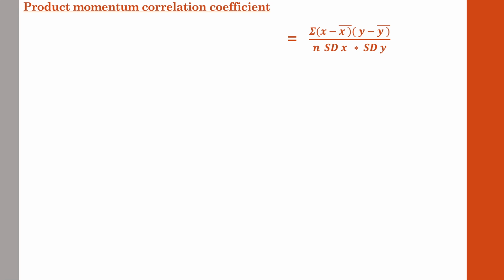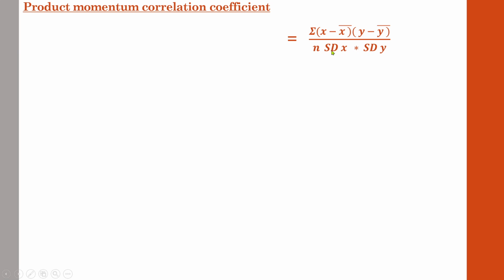Product moment correlation coefficient. There is not much explanation required regarding this area, and it is very rare that any question relating to it comes for the exam, but we can't take any risk. Just understand the concept. Product moment correlation coefficient is another method for measuring correlation. In the question they will directly specify to use this method, so whenever that comes you need to use this equation: sigma of x minus x mean into y minus y mean, divided by n into standard deviation of x into standard deviation of y.